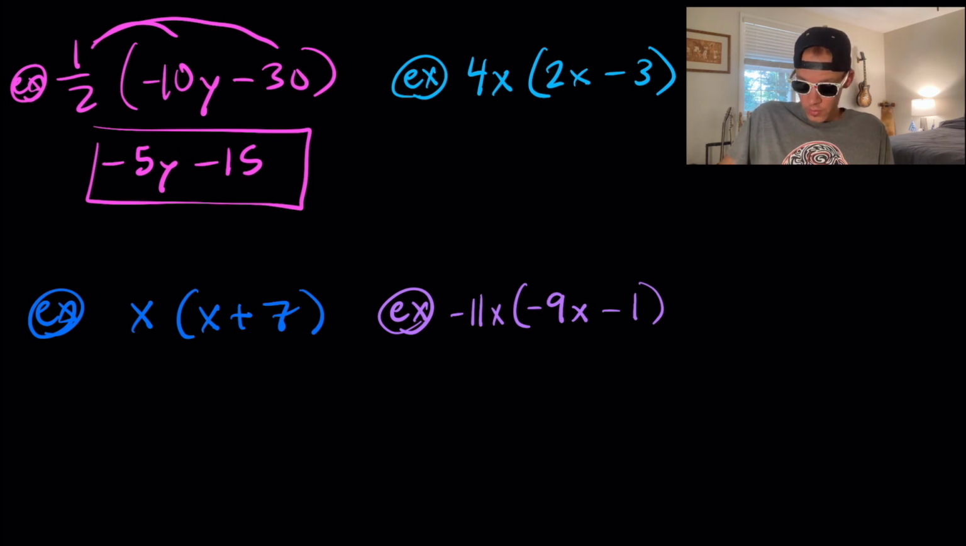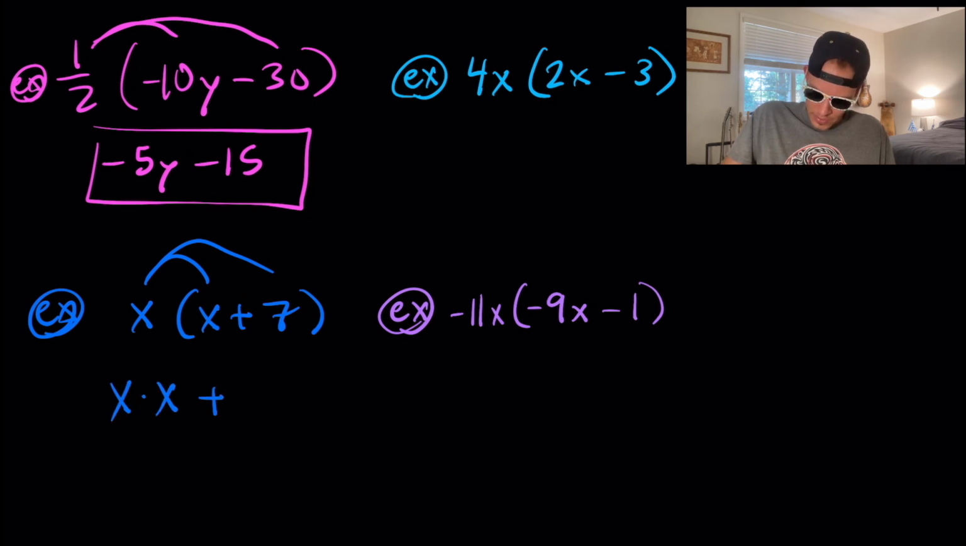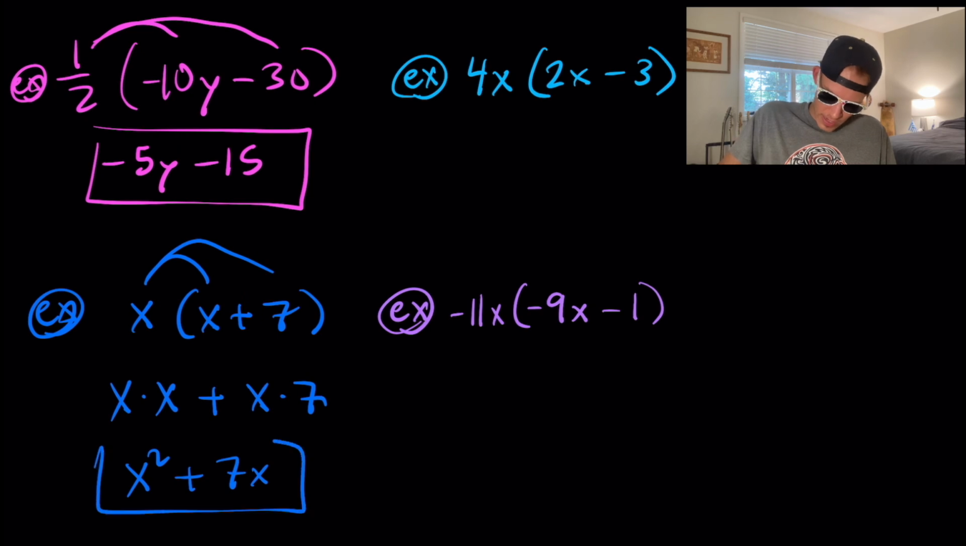You can also multiply variable terms or distribute variable terms into terms inside the parentheses. So down here we have x times x plus 7. So no different. I distribute my x in. I'll have x times x plus x times 7. X times x is x squared, not 2x, but x squared. And then 7 times x, or x times 7, is just going to be 7x. So we get x squared plus 7x.